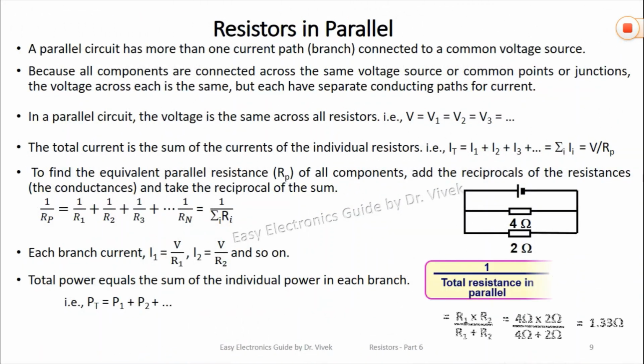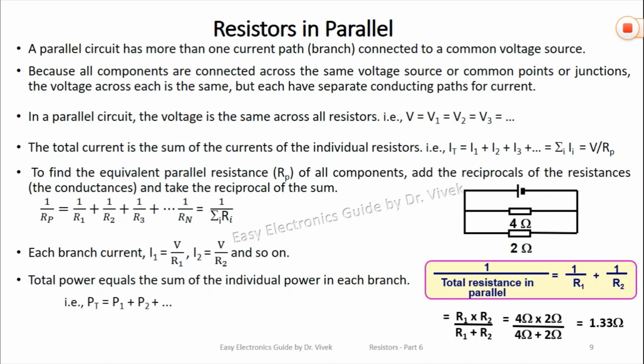A parallel circuit has more than one current path connected to a common voltage source. All the components are connected across the same voltage source or to the same two endpoints. We can summarize the important points for the resistor parallel circuits.